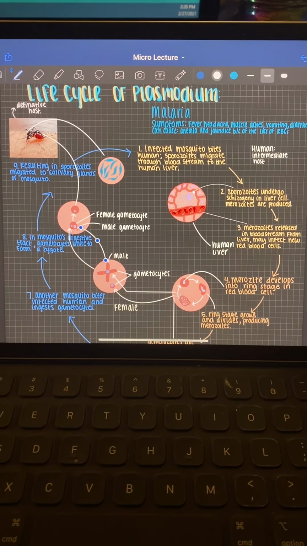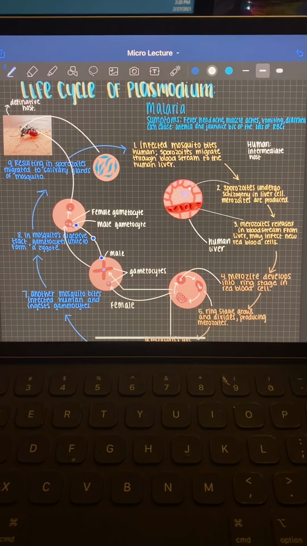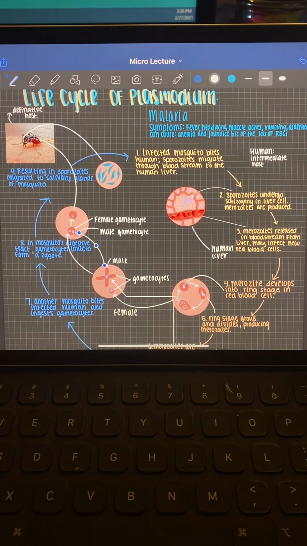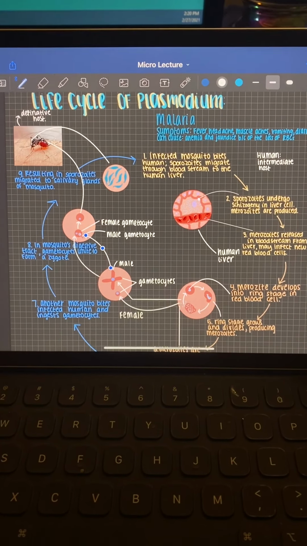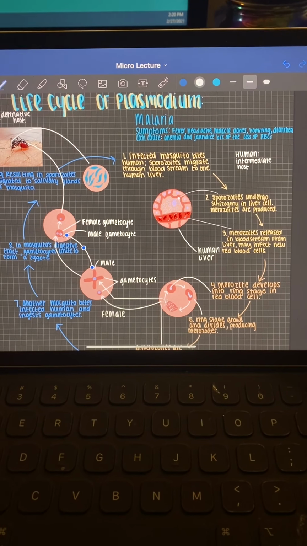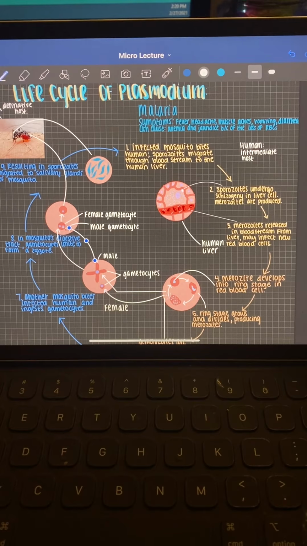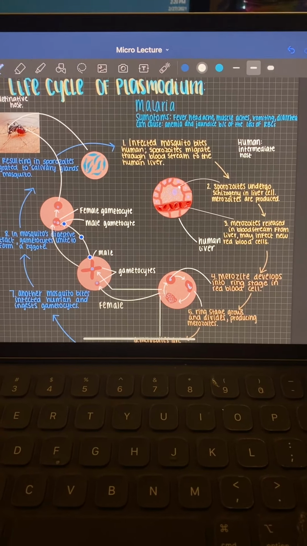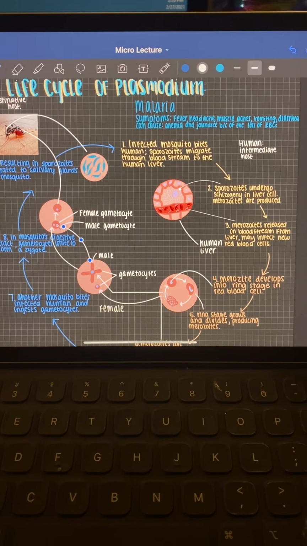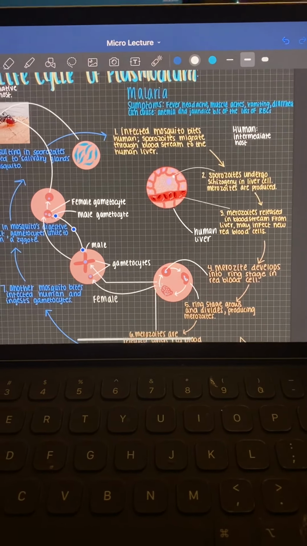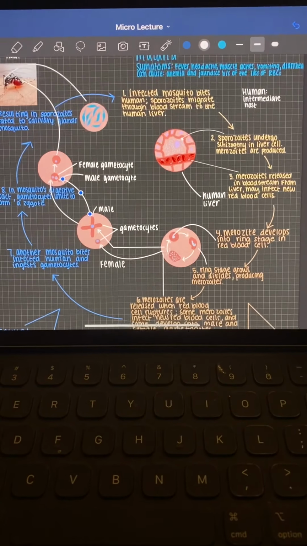Alright, so today I'm going to discuss the life cycle of Plasmodium. First, I would like to go over some of the background information. So the Plasmodium causes malaria. These symptoms include fever, headache, muscle aches, vomiting, diarrhea, and they can also cause anemia and jaundice because of the loss of the red blood cells. So basically you're having fever and flu-like symptoms.